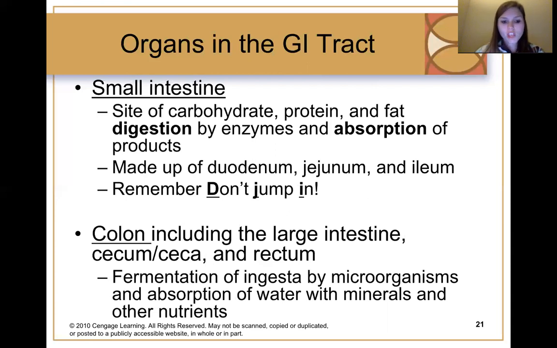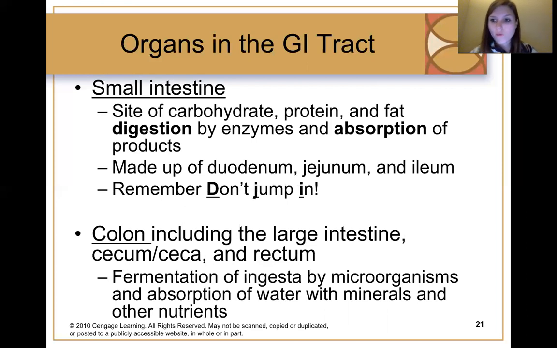So next, after the small intestine, we have the colon. The colon includes the large intestine, the cecum, or in birds, they have 2, so ceca, and the rectum. So that's all considered the colon. The colon is where fermentation of the ingesta by microorganisms happens, just like the rumen in the cow. And then absorption of water also happens in the colon, as well as minerals and other nutrients.